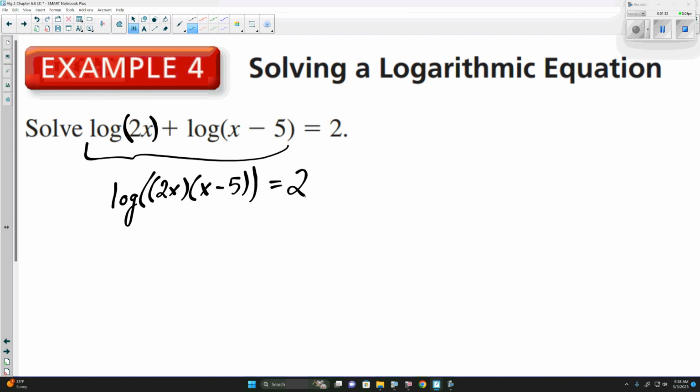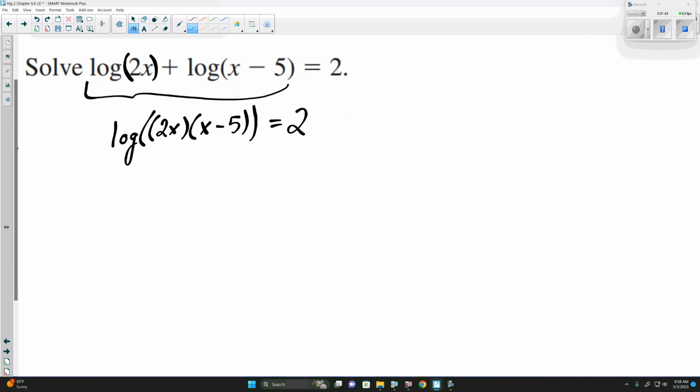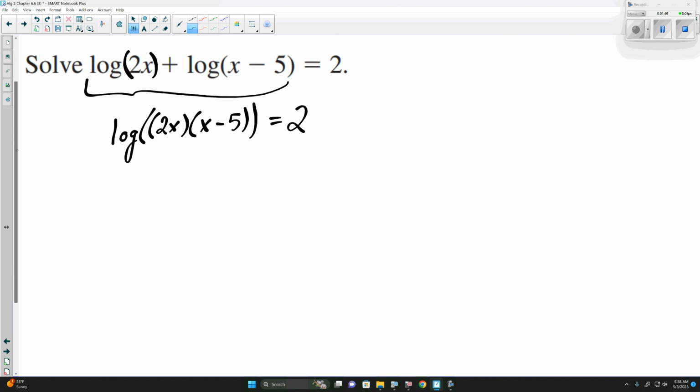Now, if we didn't have the 2, if this had been, say, 0, then I could have moved one log to the other side and gone from there. Or we could combine it and go from there as well. Any questions on what we did for the first step here?